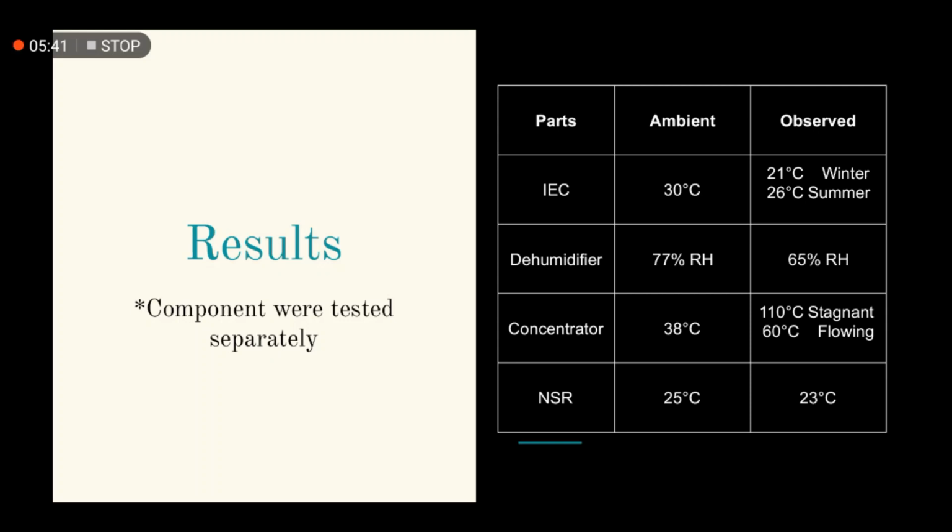The dehumidifier dropped the relative humidity from 77% to 65% in a span of about 2 to 3 seconds, which is very good. The concentrator: when the ambient temperature on the roof was around 38 degrees, the stagnant desiccant temperature easily reached 110 degrees and 60 degrees when it was flowing. And the NSR, the night sky reservoir, gave us a temperature of 23 degrees when the ambient temperature was 25.